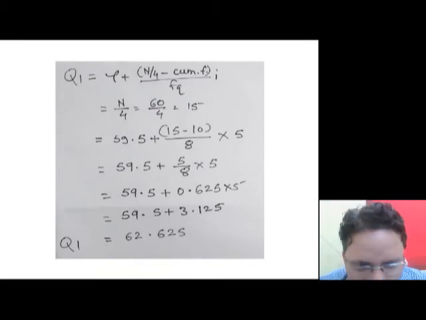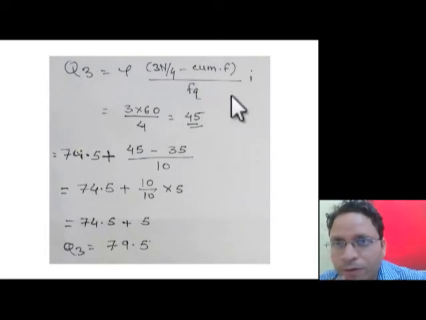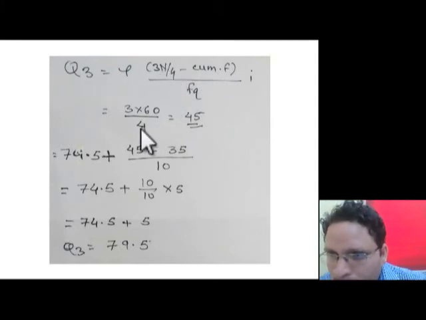Now let's move on to calculate Q3. Here the formula is L plus, in brackets, 3n upon 4 minus cumulative frequency, divided by fq, into i. Again we need fq, cumulative frequency, i, and L. First we need 3n upon 4. Our n is 60, and we multiply by 3, so 3 into 60 upon 4, when you solve this you get 45.